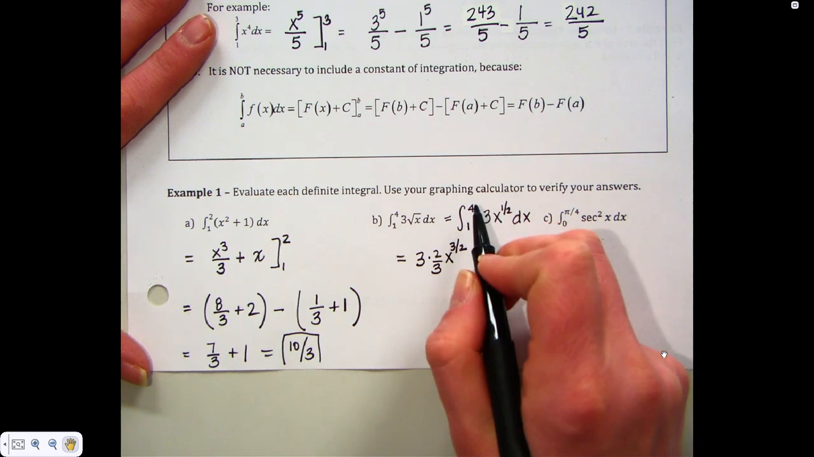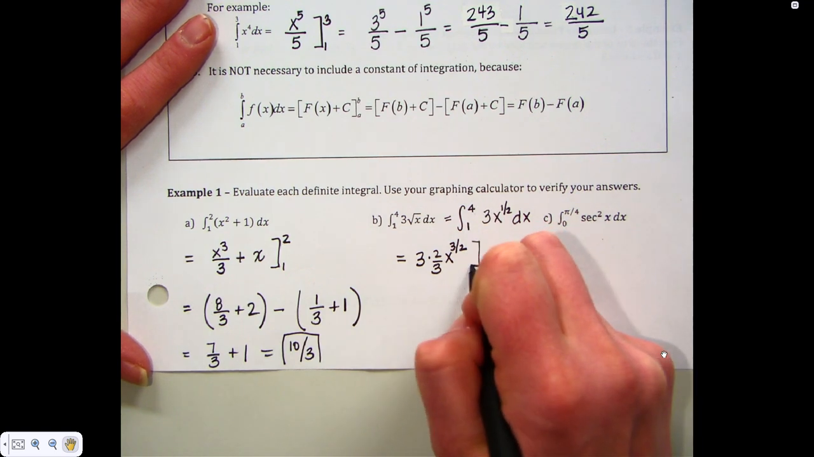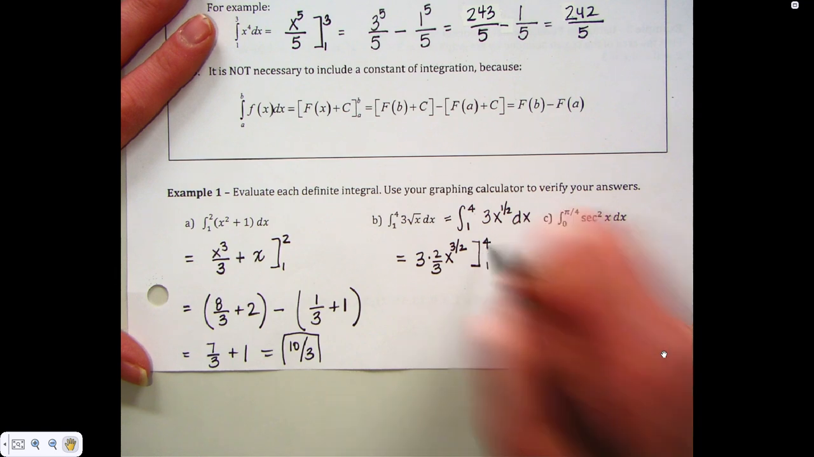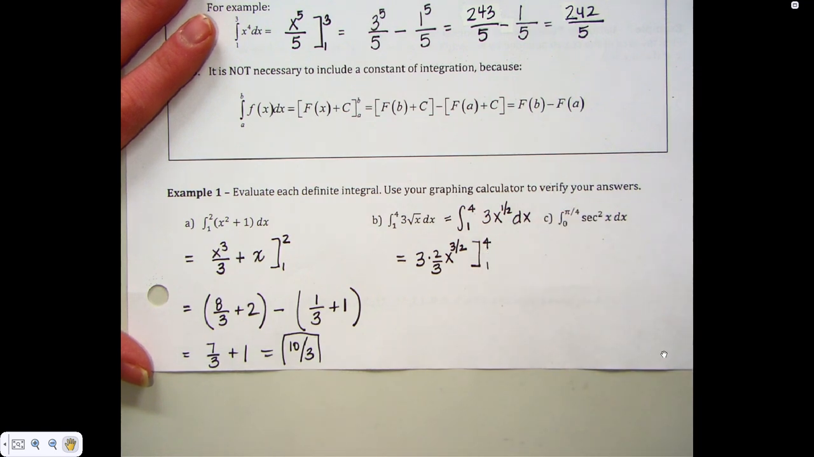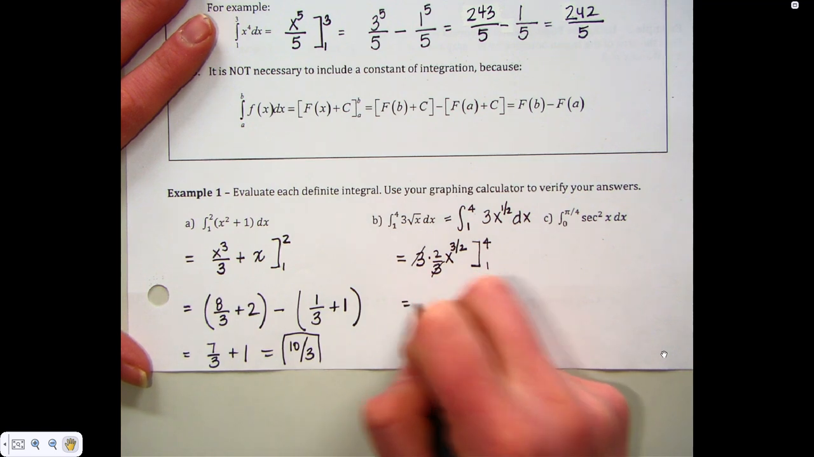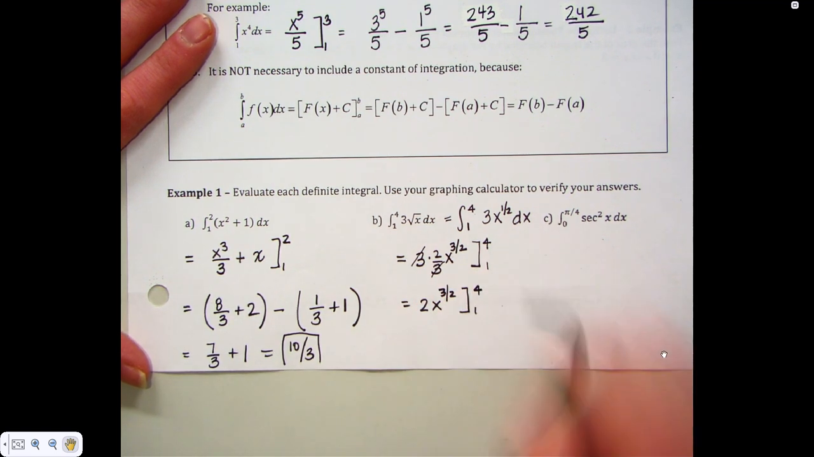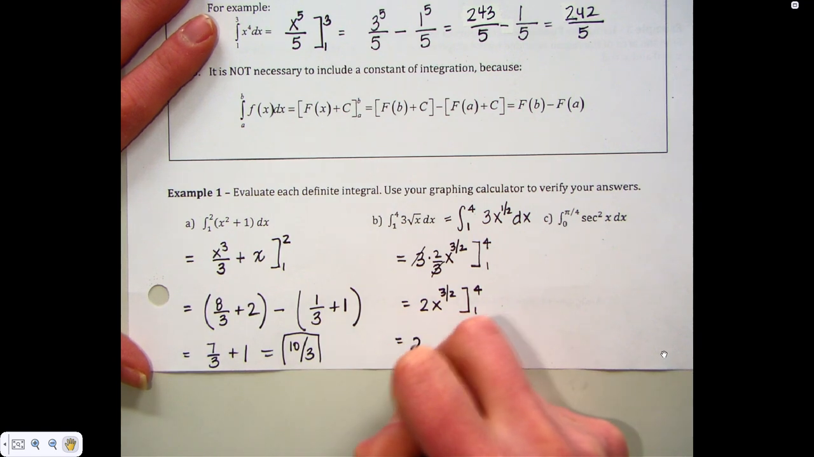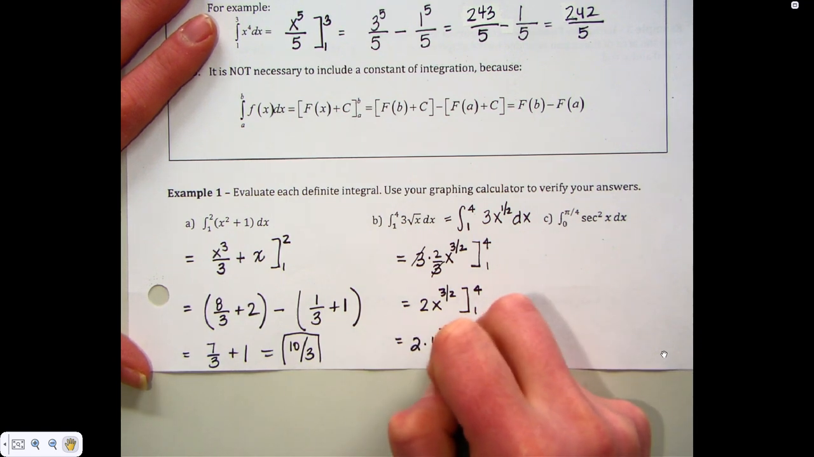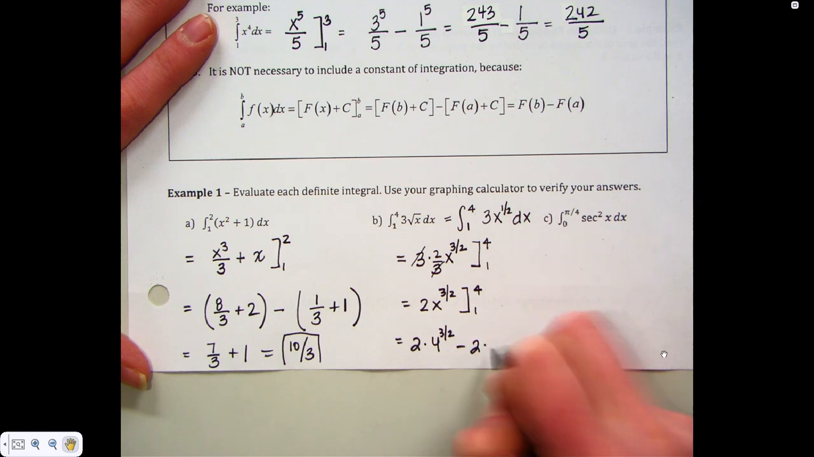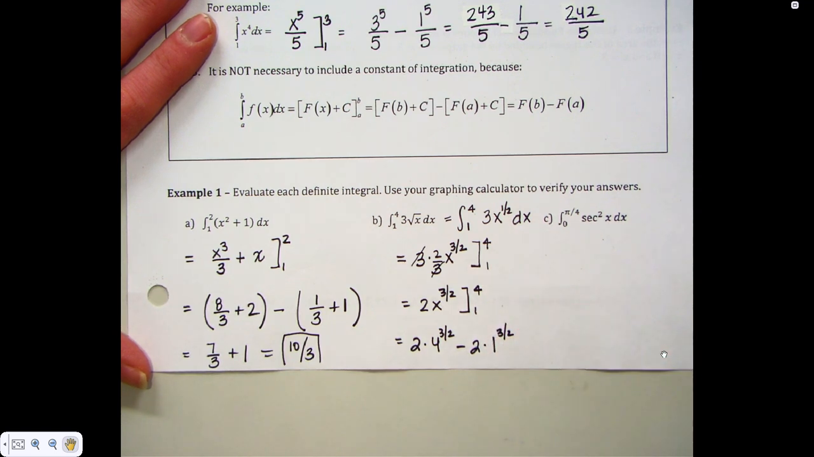And this time, because I have bounds on my integral, I'm going to skip the plus c, and I'll keep my bounds instead. All right, so a quick simplification. You've got 2x to the 3 halves, evaluated at 4 and 1. So this would be 4 to the 3 halves minus 2 times 1 to the 3 halves.